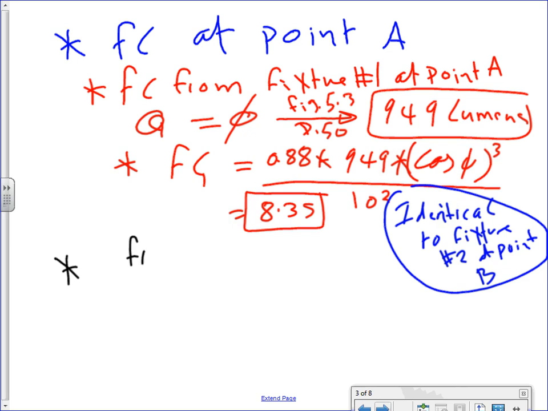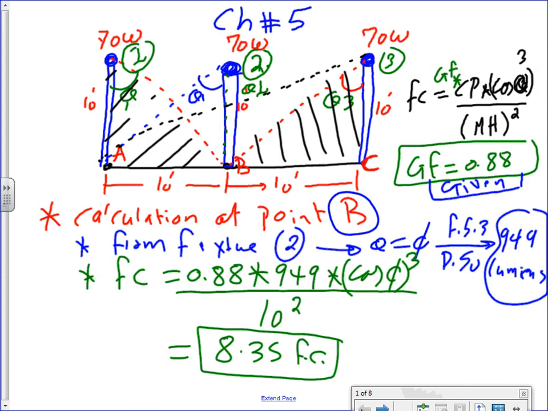It is from fixture number 2 at point A. From 2 to A, guys, here's what you're looking at, just to give you an idea. From 2 to A, can you guys see that? From 2 to A. This is identical to 1 to B.